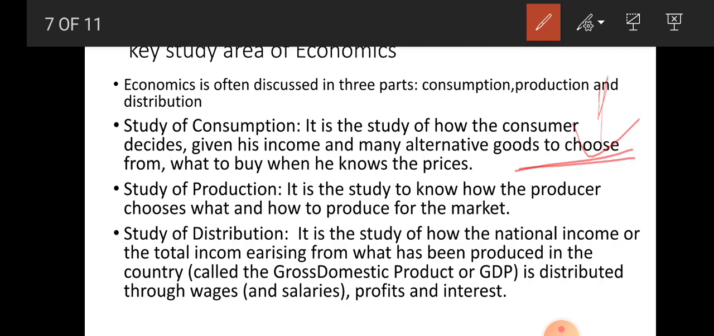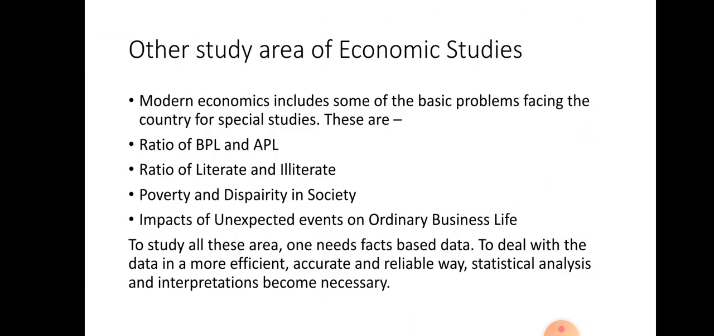Then the study of production is a study to know how the producer chooses what and how to produce for the market. So it is about how to be concerned with the market demand. Then the study of distribution. It is the study of how the national income, or the total income arising from what has been produced in the country, is distributed through wages, profits and interest.